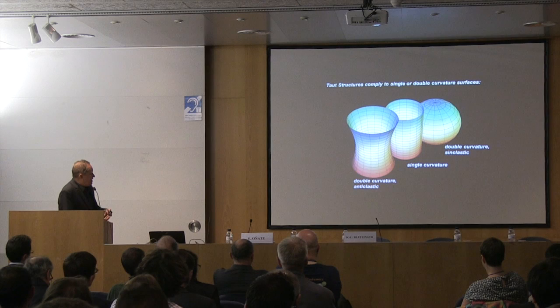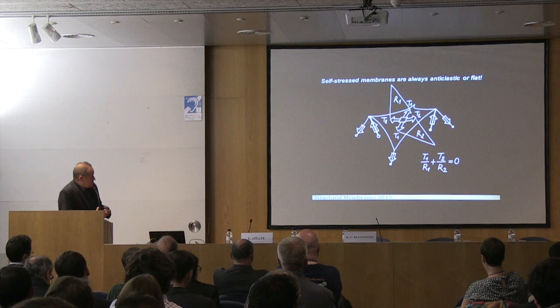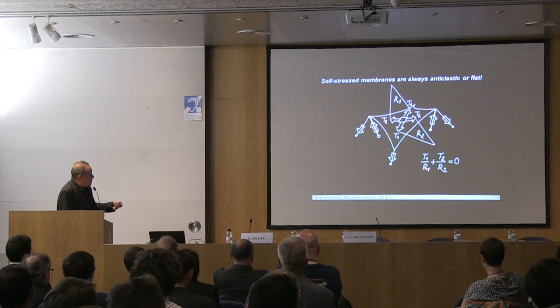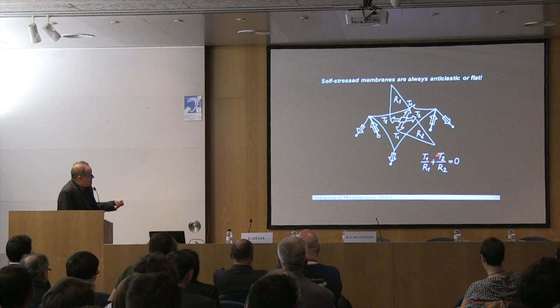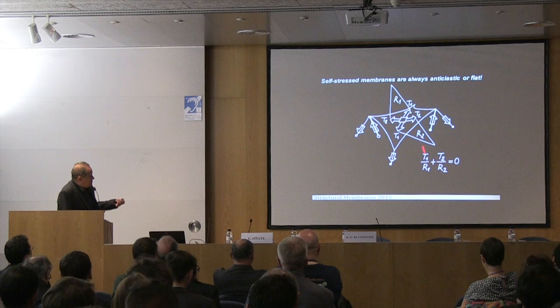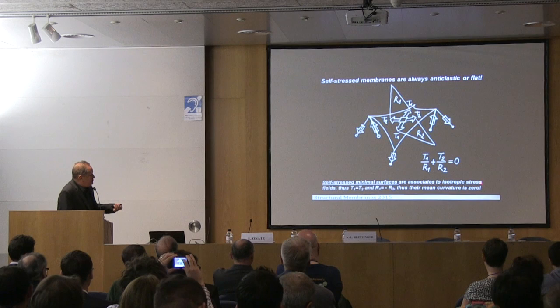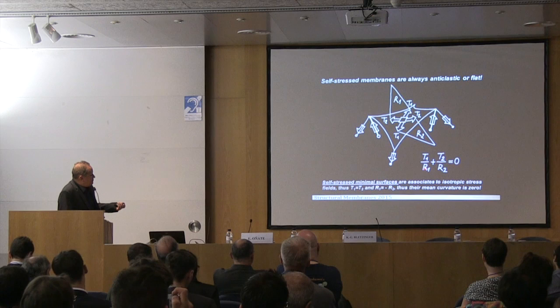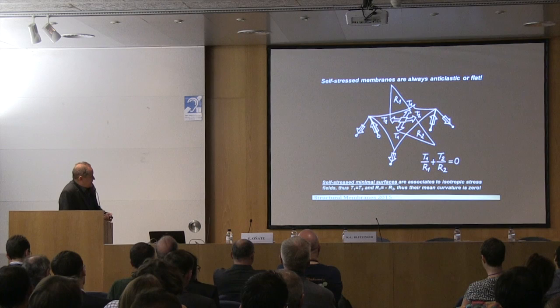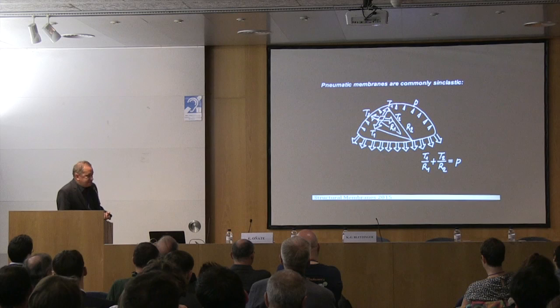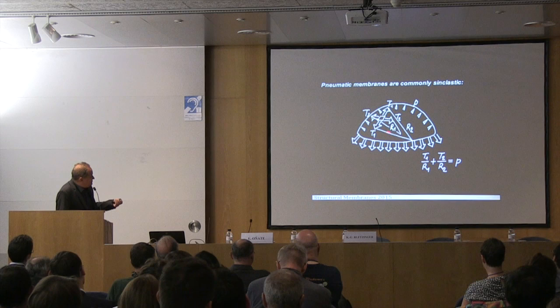Now, self-stressed membranes without a transversal load are always anticlastic or flat because they have to obey the Laplace-Young equation with no external pressure, and the principal stresses must be positive, so the radii must be on opposite sides. And self-stressed minimal surfaces are associated to isotropic stress fields, those with T1 equal to T2. So R1 is minus R2. Does a minimal surface have zero mean curvature?